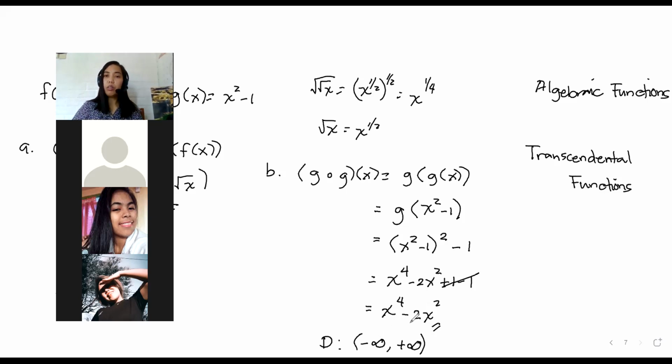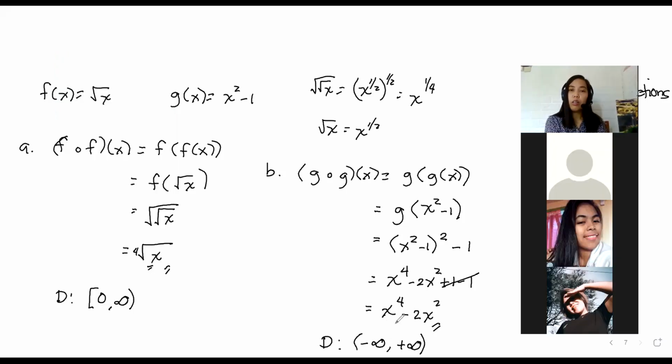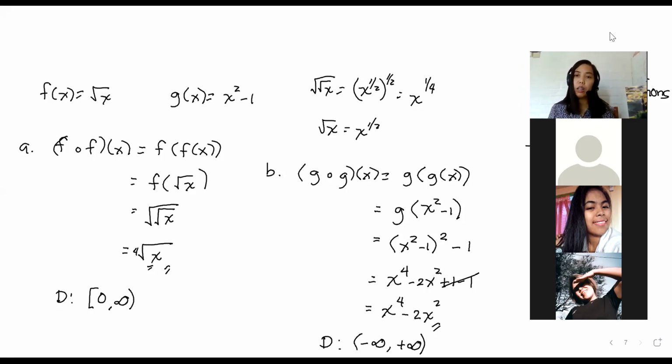Okay, wala naman kasi itong denominator. Wala rin siyang square root. So, hindi naman siya magkakaroon ng undefined. Doon lang naman lagi sa square root functions. Okay? Lahat ng may mga radicals, yan. And kapag naka-rational. Yun naman yung may mga restrictions sa domain. So, for B, the resulting function, the domain is negative infinity up to positive infinity.